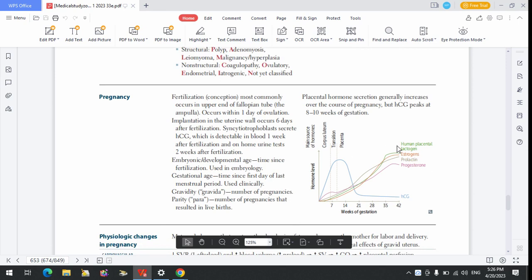So there's a chart here. You can just learn it. You don't usually get asked any question about it, but you guys can just learn it because you never can tell.